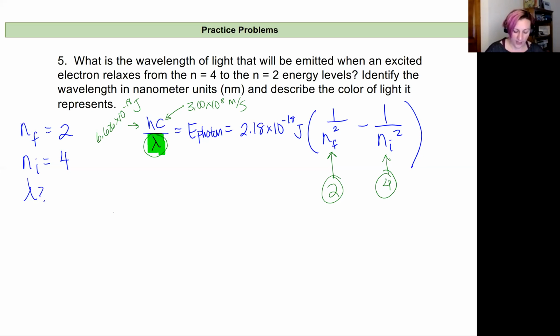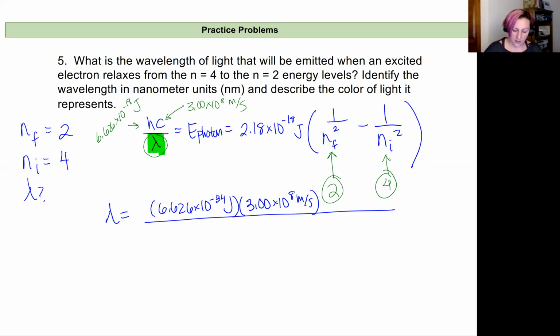So my wavelength is going to be equal to Planck's constant times my speed of light, divided by this 2.18 times 10 to the negative 18th joules, not joule seconds. That's Planck's constant. I messed up my units, sorry. Times this 1 over 4 squared minus 1 over 2 squared. Oh, sorry, I mixed those up: 1 over 2 squared minus 1 over 4 squared.